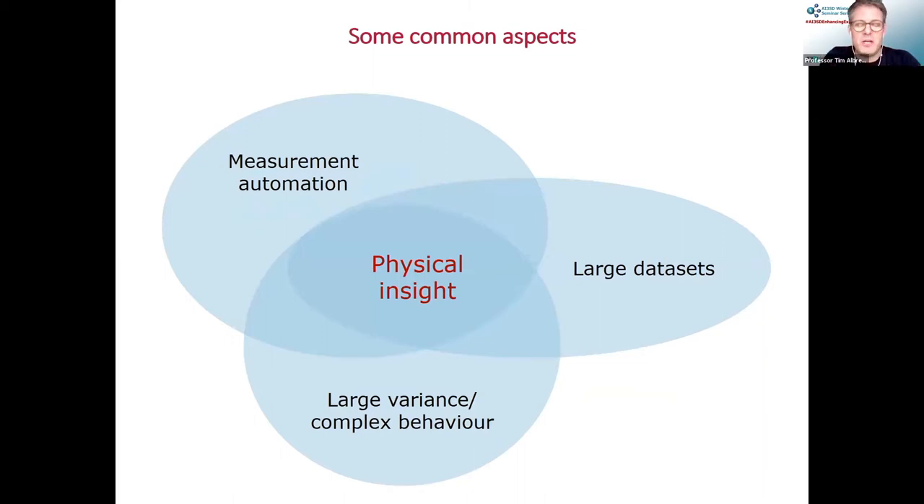Now, while these look quite different on the surface, there are some common aspects that unify many of these areas and many of the experiments that we're doing. For example, a lot of these experiments are readily automated. So we run many experiments in an automated fashion. We obtain, by our standards, large data sets. And what we often find, especially because we look at single molecule behavior, is large variance and rather complex behavior in some cases in these data sets. But you actually have to combine all three to gain proper physical insight into the system you're studying.